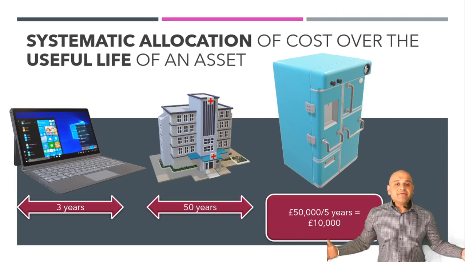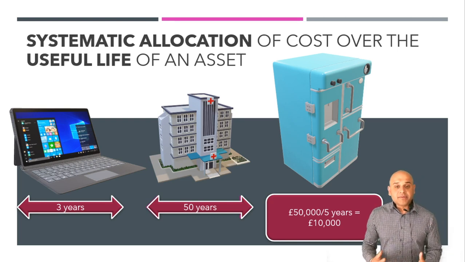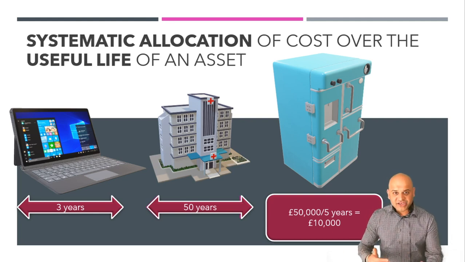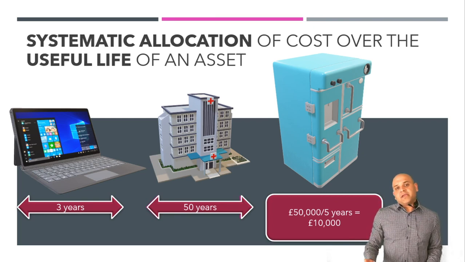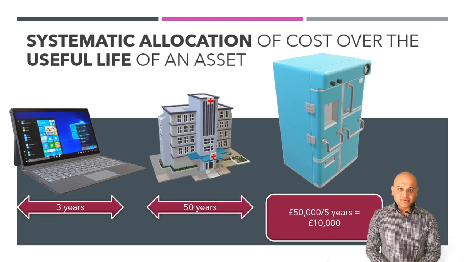Okay, in 5 years time, the business will have used up all the benefits from the machine and systematically charge the entire cost of it in the financial statements, matching it against each other. Understood? So this is what we mean by systematic allocation of cost of a tangible fixed asset over its useful life.